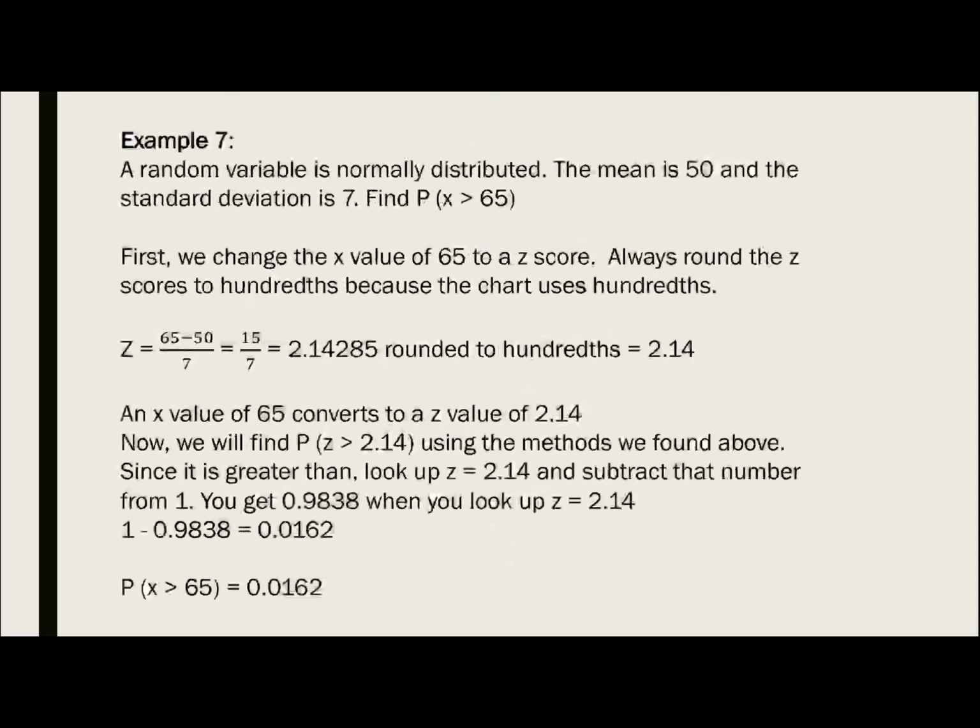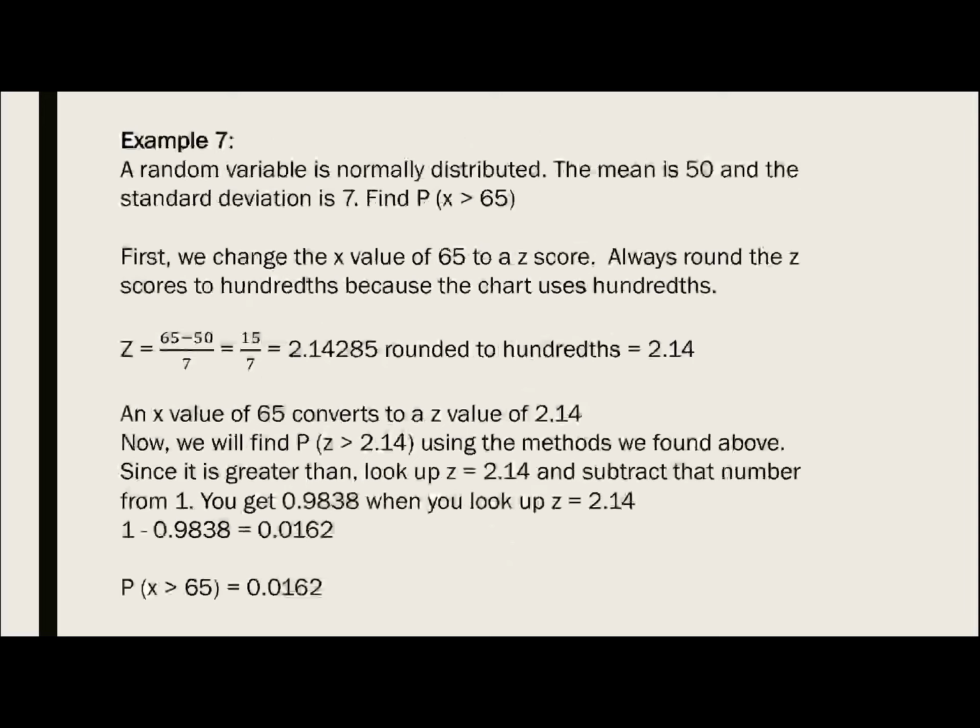Z equals, take 65, subtract the mean of 50, divide by the standard deviation of 7. So we get 15 divided by 7, round to hundredths. The 4 is in the hundredths place, 2 is to the right, so the 4 stays. An x value of 65 converts to a z value of 2.14.